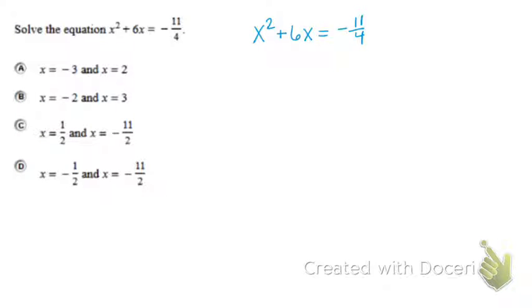Here we're given an equation and asked to solve. You can see from the choices that there's going to be two answers. This is a quadratic equation. You can tell it's a quadratic equation because the highest exponent you see is a 2.